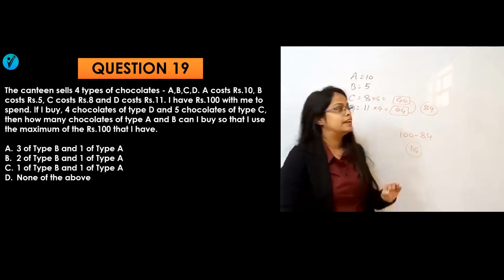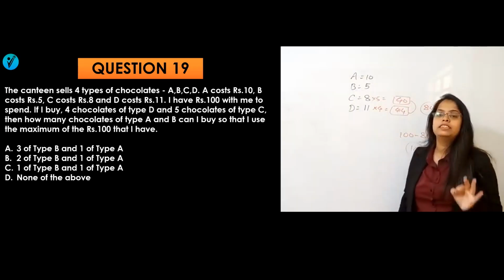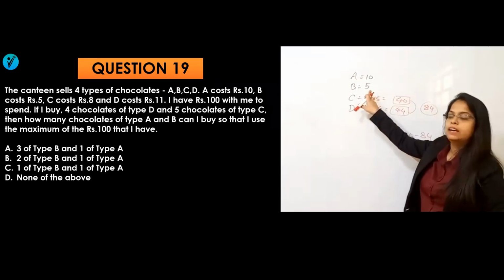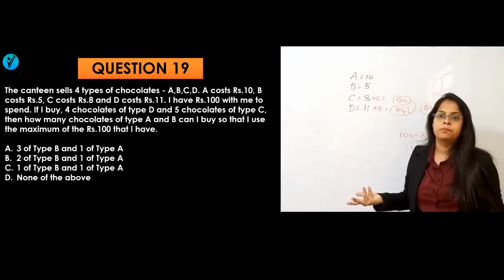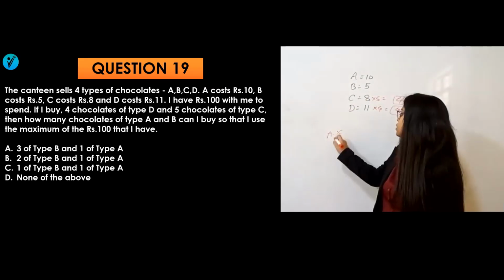Suppose I take type B for the option. If I take 3 of type B, 5 threes are 15 rupees. So for A, I will have only 1 rupee because I have only 16 rupees. So option number A is not possible.